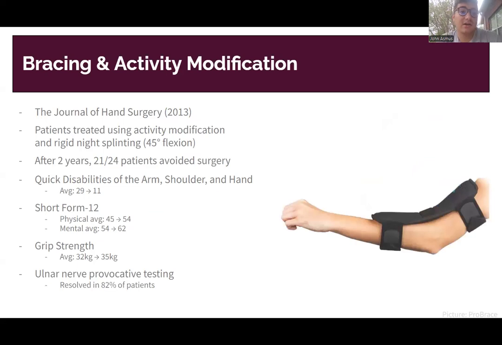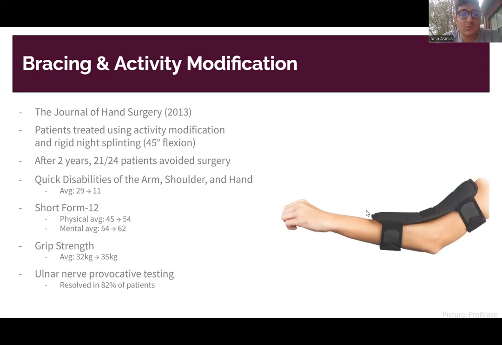And here's a study showing the efficacy of bracing and activity modification. This was published in the Journal of Hand Surgery in 2013. It looked at 24 patients and had them do activity modification, so staying out of those prolonged flex positions like we talked about, and also splinting at night at 45 degrees, where there is the least amount of pressure on the ulnar nerve. And here's what one of those braces looks like.